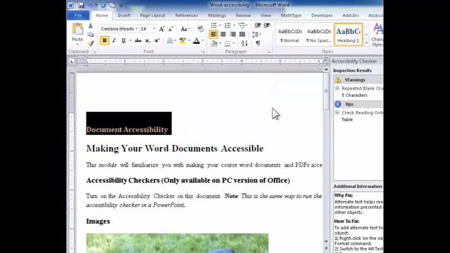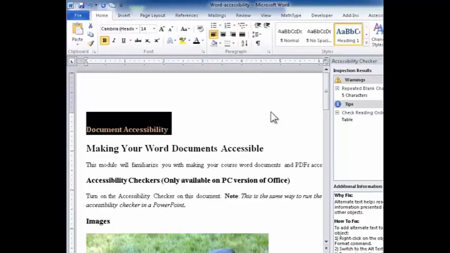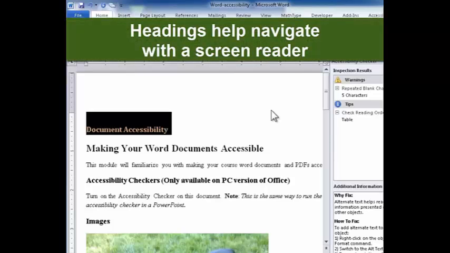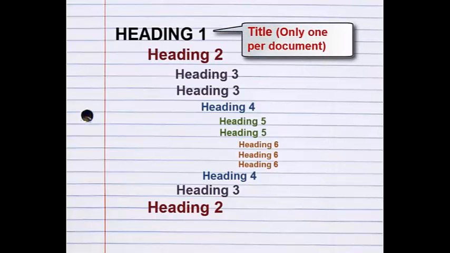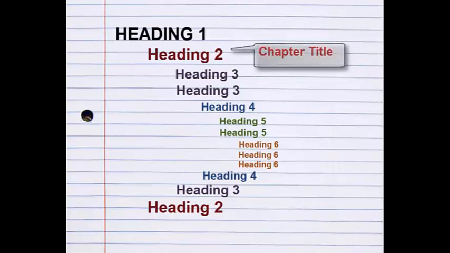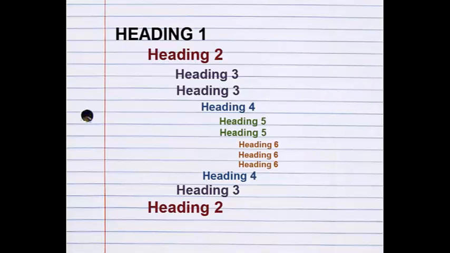In addition to formatting headings as headings, the headings need to be used in the correct order. Headings chunk out your content, making it easier for everyone to read the document. Headings are also a major way of navigating with a screen reader. Heading 1 is like the title of a book, and there is just one Heading 1 per document. Heading 2s are like chapter titles. Heading 3s are subsections of those chapters, and so on.